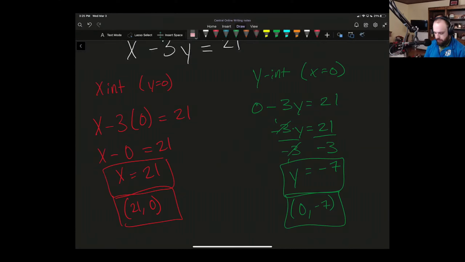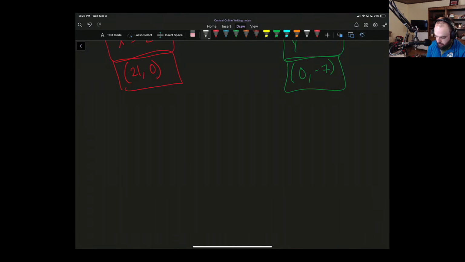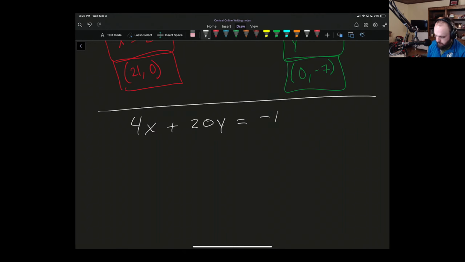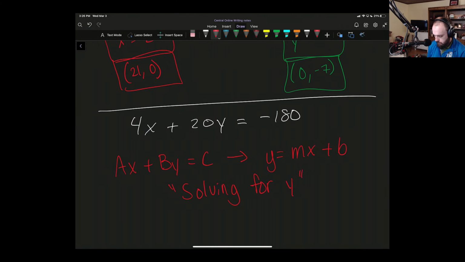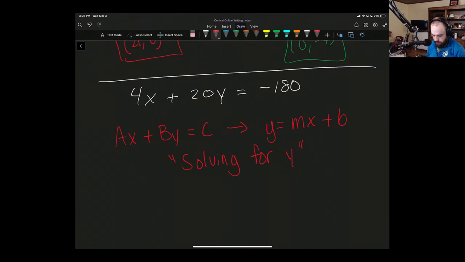So I'm going to go ahead and pull up my iPad. So we got 4x plus 20y equals negative 180. All right, so what we're doing is we're just taking our standard form, which looks like ax plus by equals c, and we're converting that into y equals mx plus b. So we're basically solving for y. All right, so we want to get the y by itself. So let's go ahead and get started.